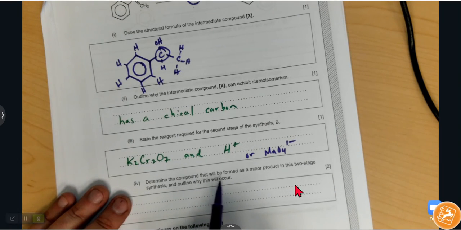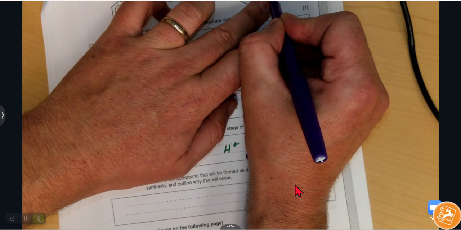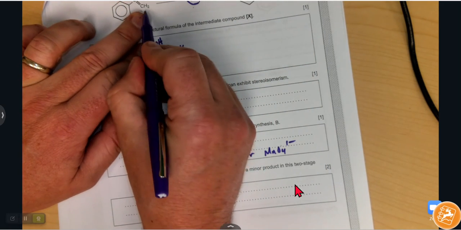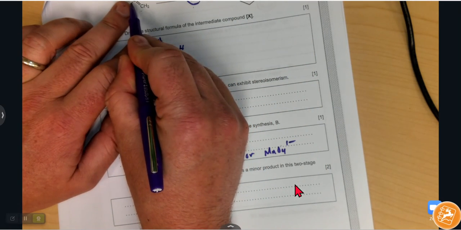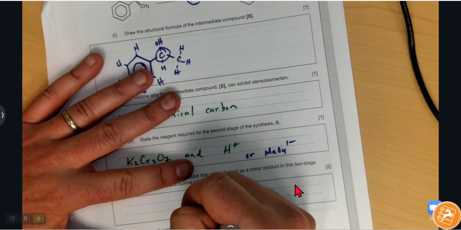Determine the compound that will be formed as the minor product. Okay, so if that's the major product, the minor product would have the carbonyl there, right? So what happens to this? The OH goes there, and the H goes there. I'm going to just draw it out to be safe.